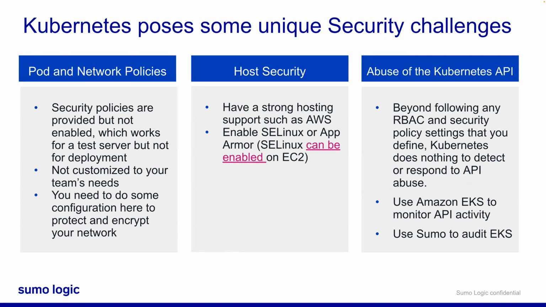That's one challenge. Another challenge is around host security. You need to have a strong hosting support, such as AWS. You can enable things like SELinux or AppArmor, but these are, once again, other things to remember. And then there's abuse of the Kubernetes API. There's RBAC and security policy settings that you'll define, but for Kubernetes, there's really nothing that's going to help detect or respond to API abuse. You can use things like Amazon EKS to start to monitor that API activity, and then you can use Sumo to audit the EKS. We're going to do an example of that shortly, in about 5 minutes.